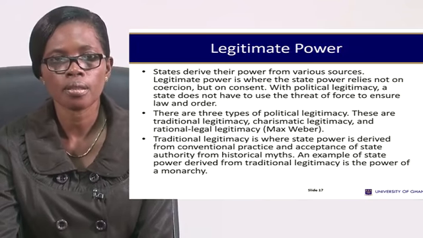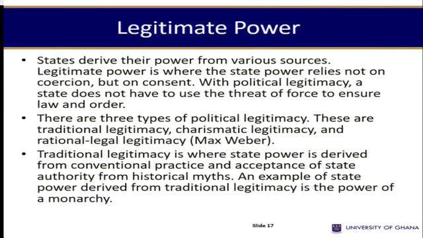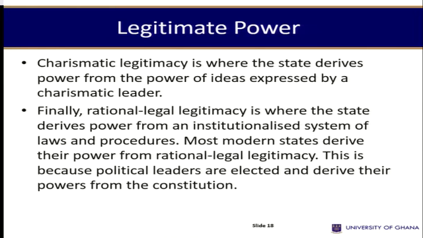There are 3 types of political legitimacy. These are traditional legitimacy, charismatic legitimacy, and rational legal legitimacy. Traditional legitimacy is where state power is derived from conventional practice and acceptance of state authority from historical myths. An example of state power derived from traditional legitimacy is the power of a monarchy. In the African sense, or in the Ghanaian sense, an example of traditional legitimacy is the power derived from the chieftaincy institution. Charismatic legitimacy is where the state derives power from the power of ideas expressed by a charismatic leader.